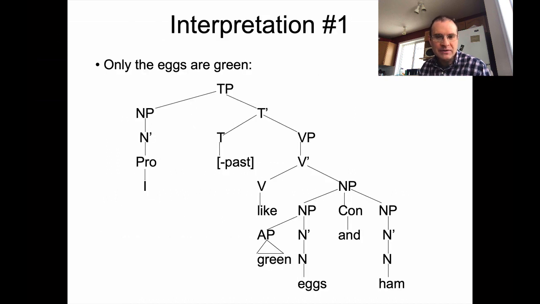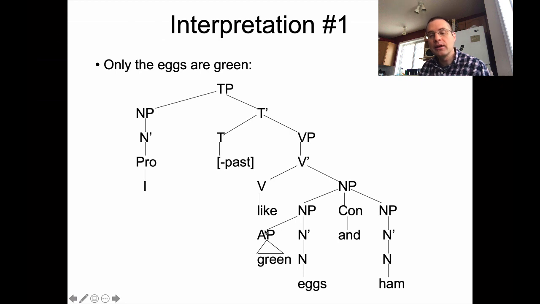How are we going to represent this? This is kind of the first example and pretty much the only example we're going to see where we have a three-way branching structure under a node in a syntactic tree. But this is I like green eggs and ham. So this is the first interpretation where the green just attaches to the eggs. So the green is an adjective phrase by itself, and I'm using this shorthand notation here. And it is only working as a specifier for the word eggs, but not for the word ham.